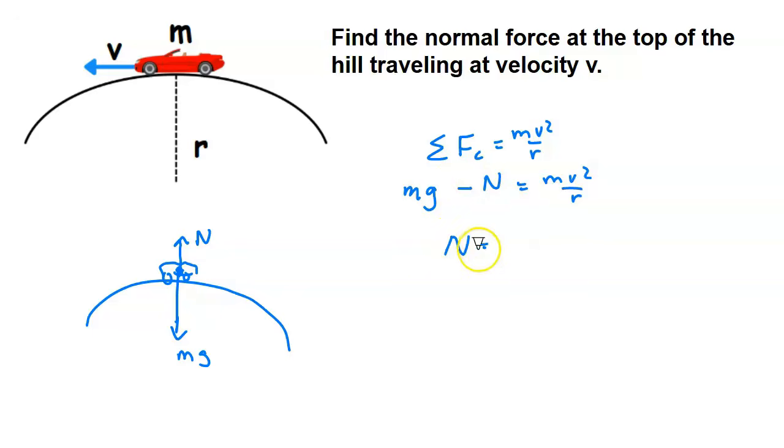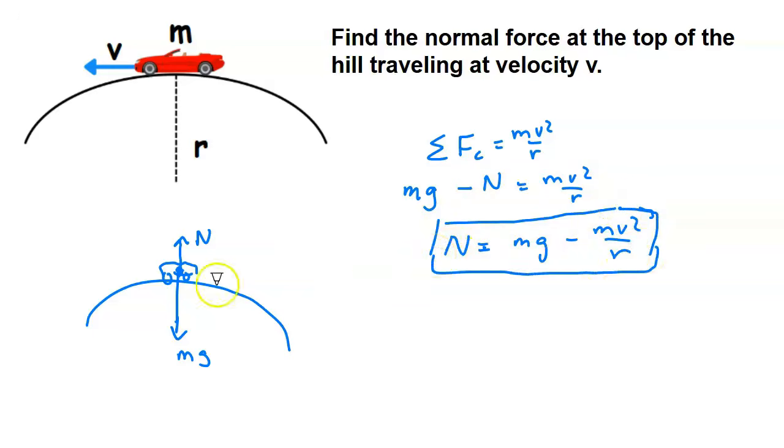We get mg minus mv squared divided by r. And so this should make sense too, because this means that the normal force is less than mg. And that's the case because the center of the circle is below.